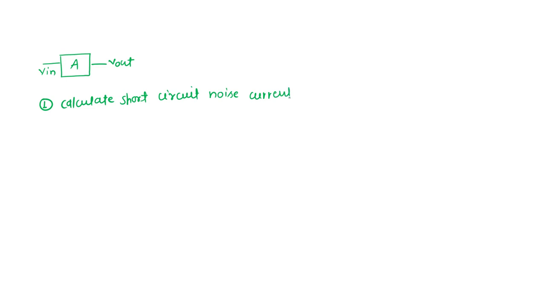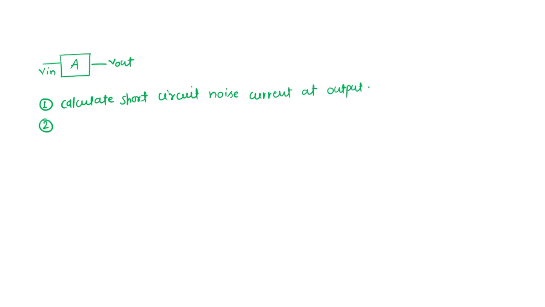If there is any block, in general, with an input and an output, for noise analysis, it can be a gain block or a GM block. We'll calculate the short circuit noise current. First step is we'll calculate the short circuit noise current at the output.